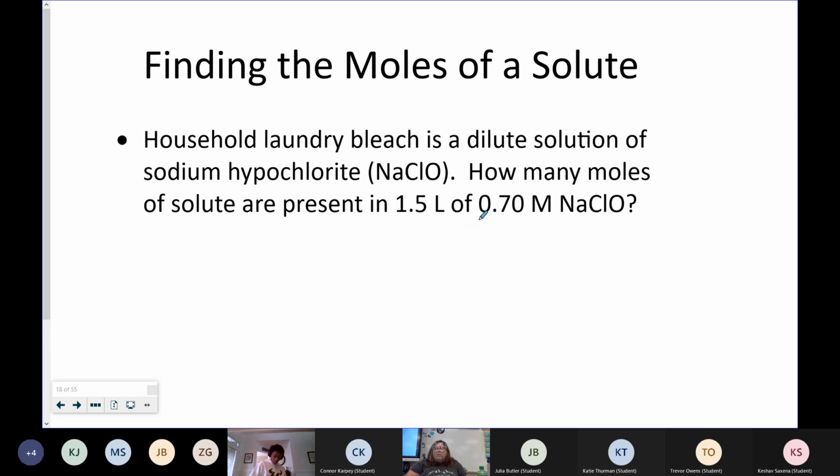You can also use molarity to solve for either moles or liters. So you can rearrange to solve for different variables in our equation. So let's look at this one. Household laundry bleach is a dilute solution of sodium hypochlorite. It wants to know how many moles of solute are present in 1.5 liters of a 0.7 molar sodium hypochlorite solution.